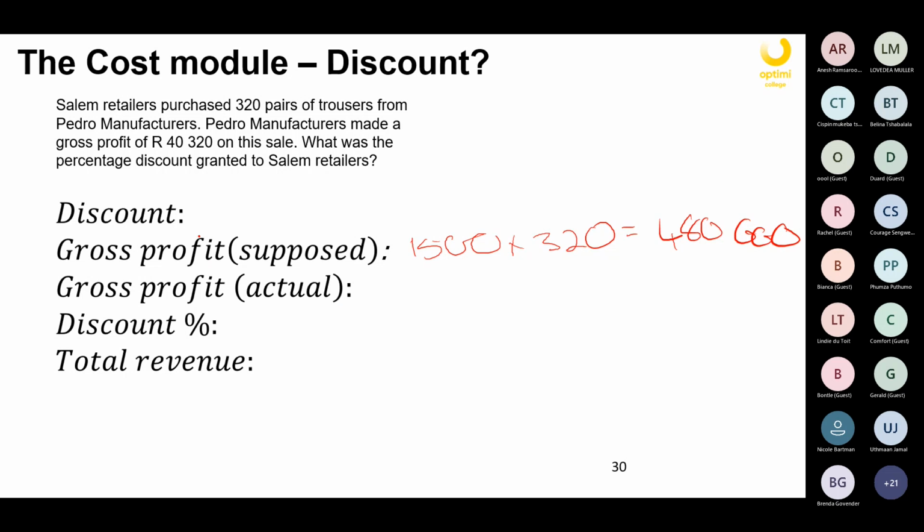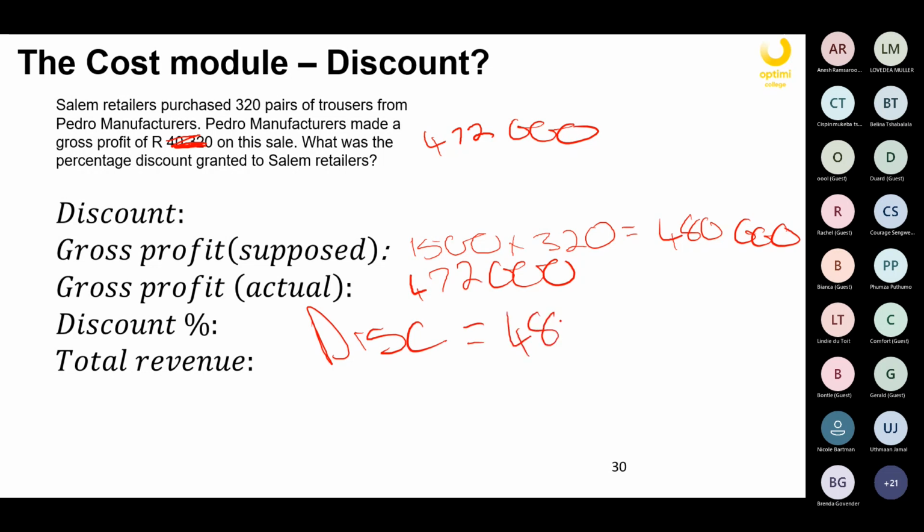How much did they actually get? Now let's change this amount a bit. It's wrong here. Let's say they got 472,000. That one would be 472,000. Okay. Then we say what would now be the discount? The discount would be the 480 minus 472,000, which gives me 8,000. So the discount is now the 480 minus the 472. Gives me 8,000.